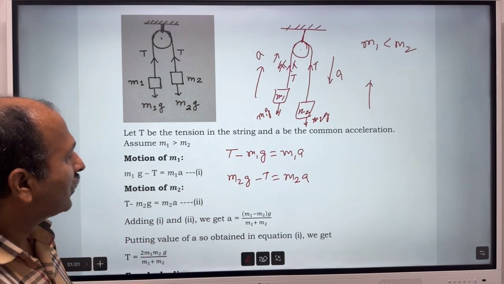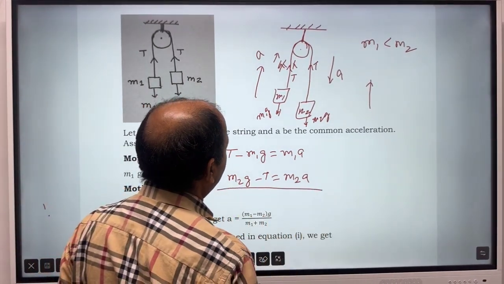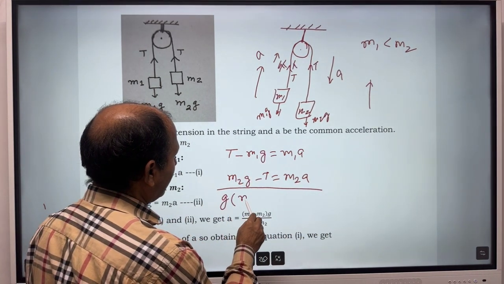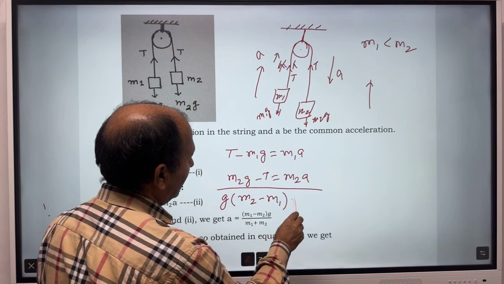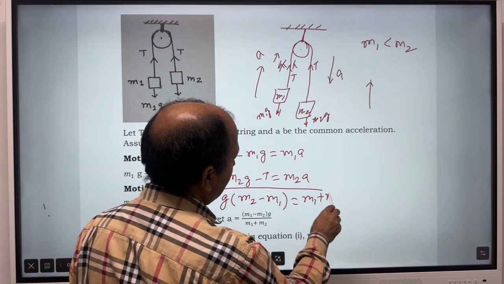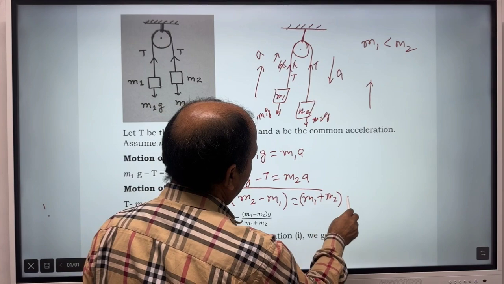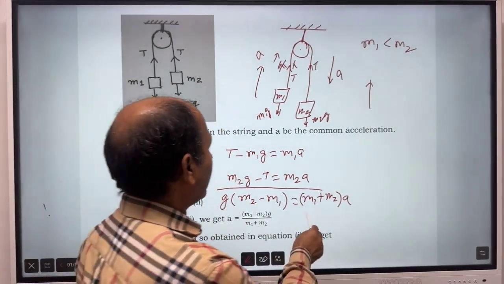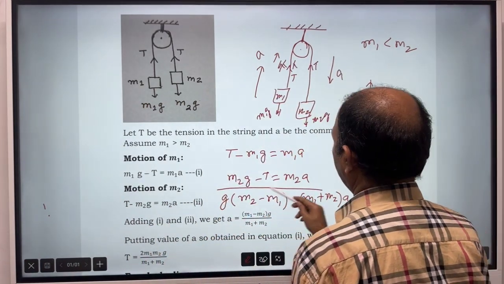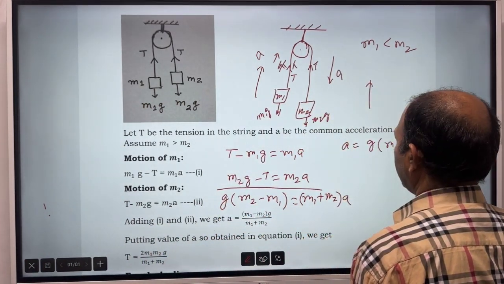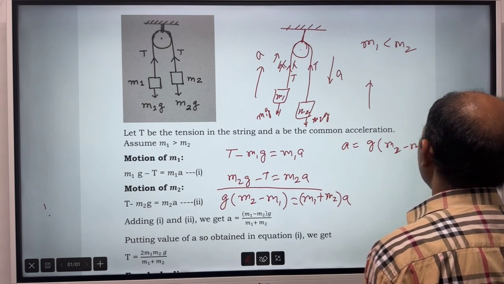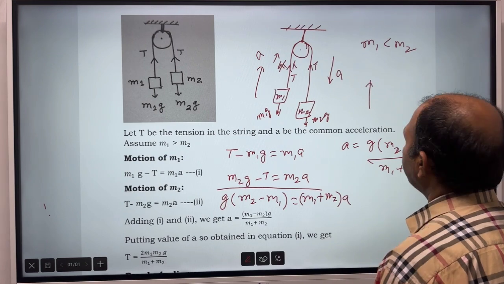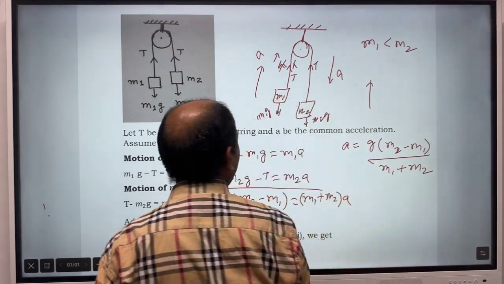Now what you do, just add the two. So T will cancel out and you will be left with g times (m2 minus m1) equal to (m1 plus m2) times a. What is your concern? Your concern is to get a. So from here we can say that a will be equal to g times (m2 minus m1) divided by (m1 plus m2). So we have got the expression for acceleration.